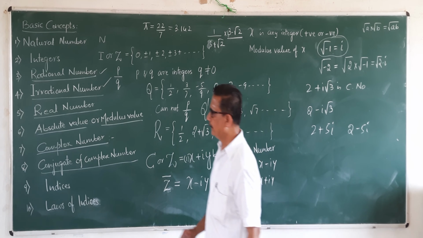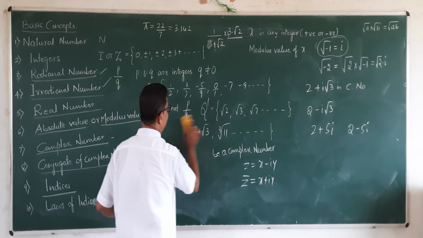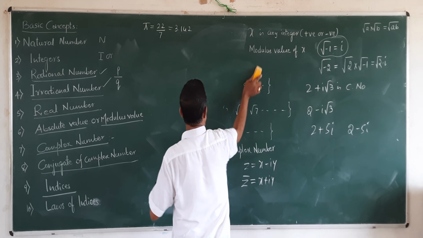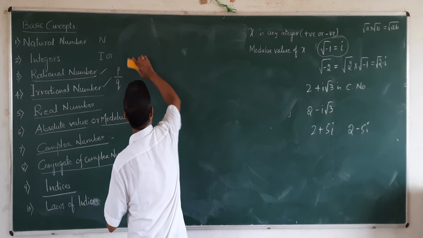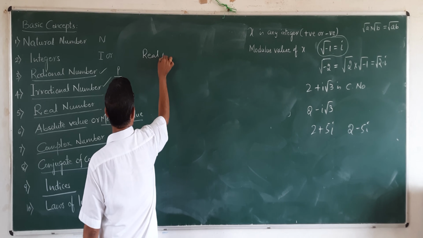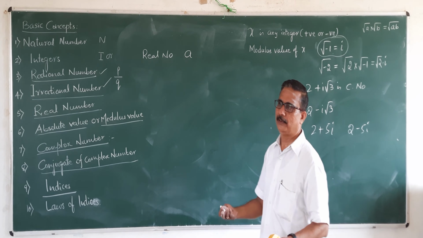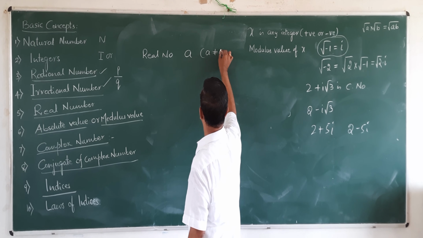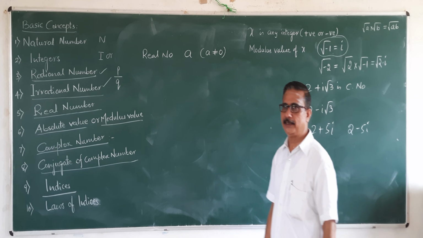Clear? Okay. The next concept is indices. Did you study this in 9th standard? What is indices? Let us define indices. Look here. If you take one simple example, consider a real number. Take one real number. Say a is a real number, for example 2 is a real number. That real number is not equal to 0. That number should not be 0. If it is 0, we cannot define indices.